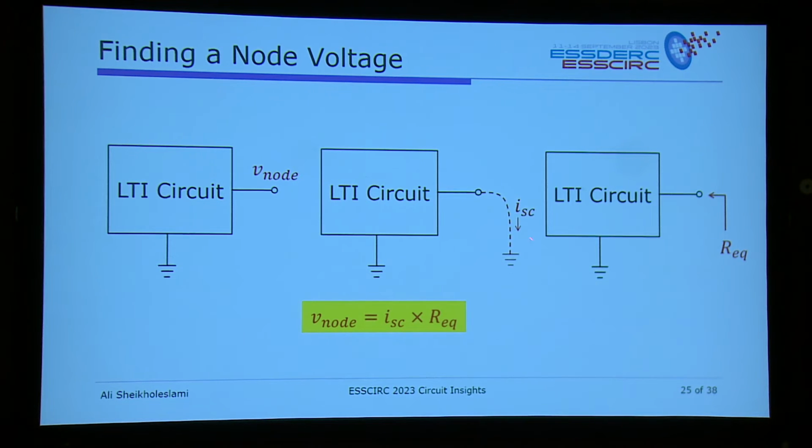Short it to ground and measure its short circuit current, and then measure the output impedance of that node. So zero all the sources, find R equivalent the way you know, and then you multiply these two and you get the voltage of that node. This is the direct consequence of the Norton equivalent circuit. You want to find the voltage of this node, and I will show you how easy life becomes. You want to find the voltage of a node? Short it to ground. It's easy to find the short circuit current, and then you multiply by R equivalent.